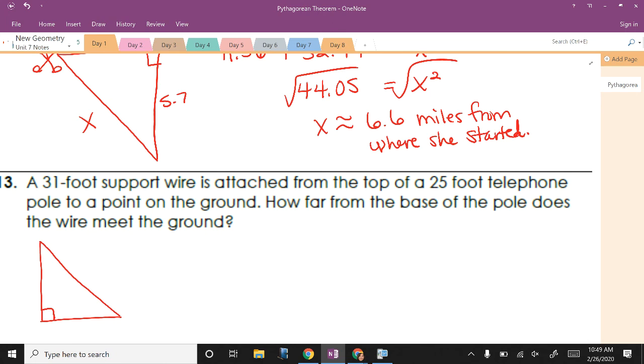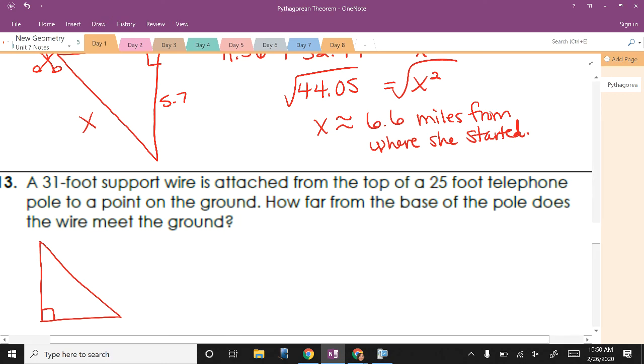Y'all tell me, which one is the hypotenuse? The wire or the pole? Wire. Is there a clue? It's longer, right? So if you're not sure if the wire or the pole is the hypotenuse, the hypotenuse is going to be longer than the leg, right? And I'm hoping that my pole is perpendicular with the ground. Okay? If not, they're going to have to fix that.